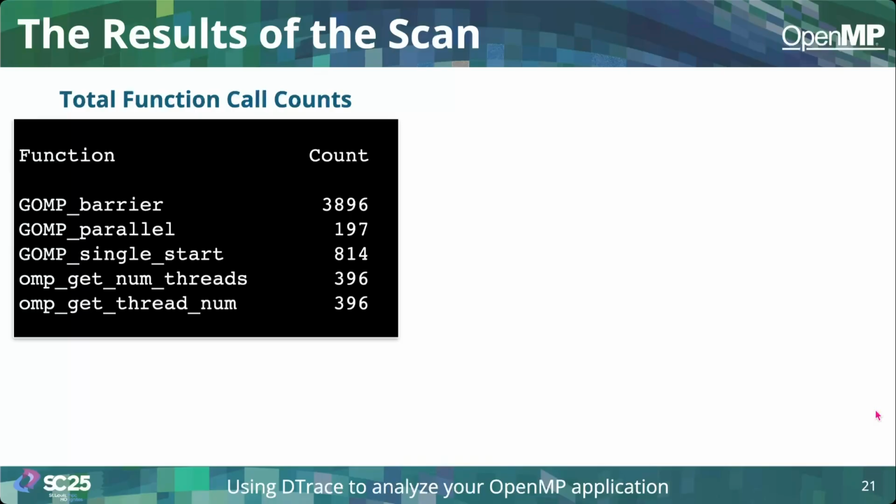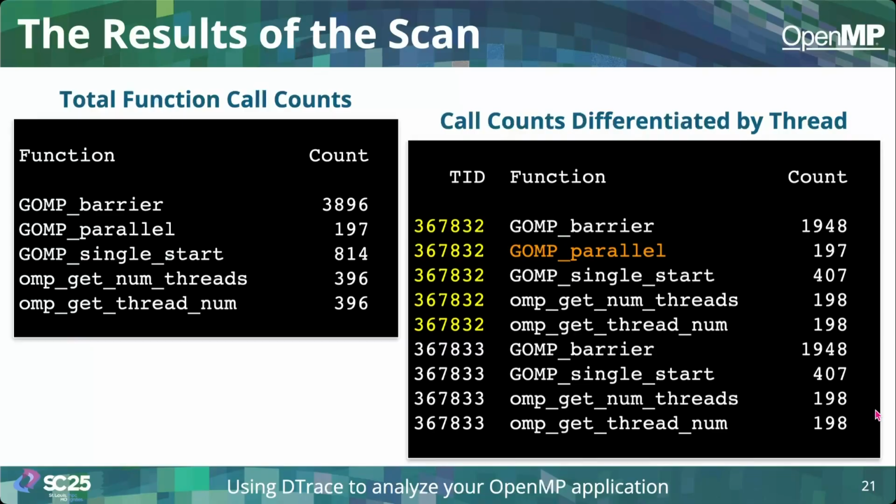But I also want to differentiate according to thread ID. That was my second aggregation, and that's what's shown here. And what we see here is I color-coded the one thread yellow and the other one is white. So what we see, the second thread calls 4 functions. The first one calls them as well, but it has one extra function. It's calling, highlighted in orange, GOMP parallel. That's the parallel region executed by the main thread. And we see the call count.